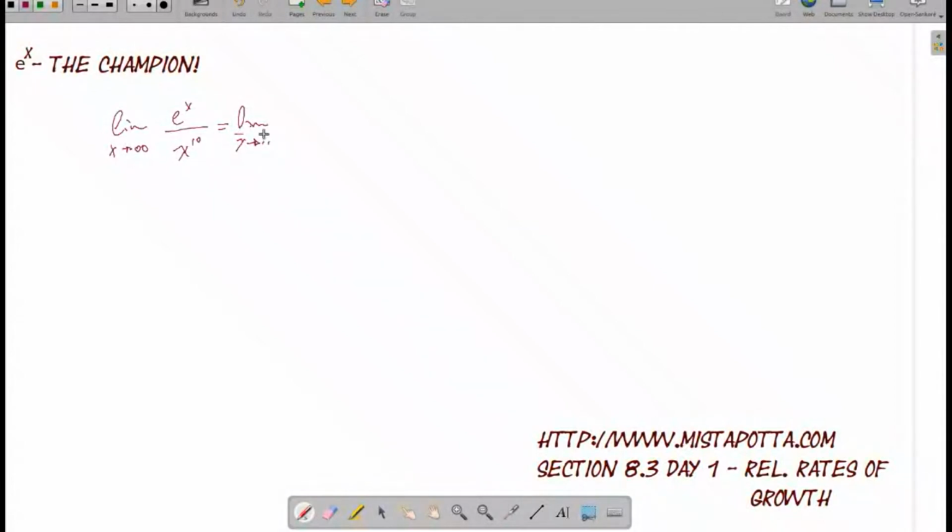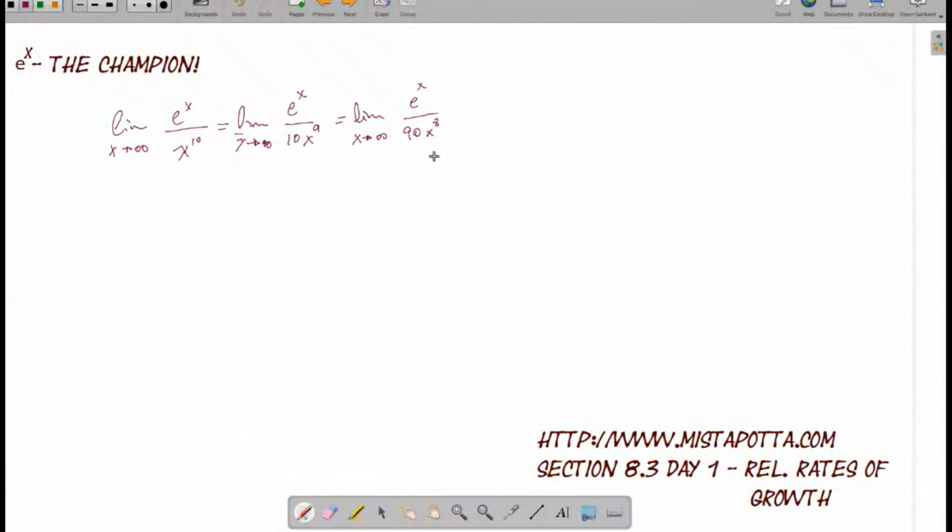But what's nice about dealing with the exponential function is that as x goes to infinity, e to the x has a derivative of e to the x. Whereas when I take the derivative of a polynomial, it's going to decrease its degree by 1. So I end up with 10x to the 9. It's still going to infinity, and so I'm going to need to take the derivative another time. Now when I take the derivative here, e to the x remains e to the x. But this 10x to the 9th becomes 90x to the 8th.